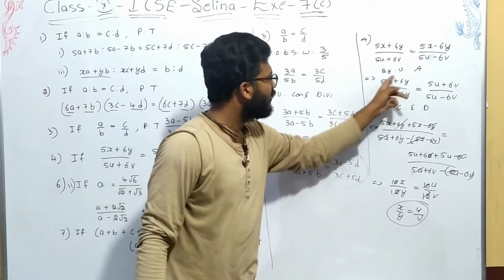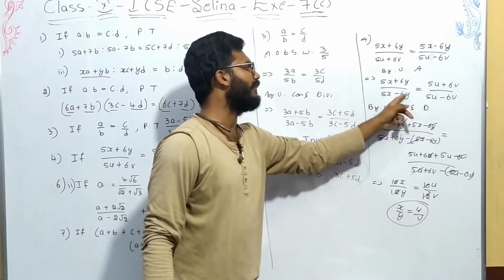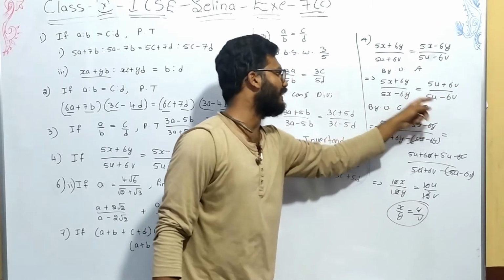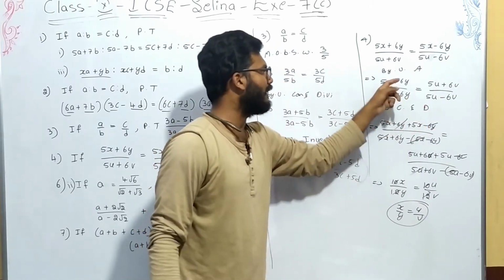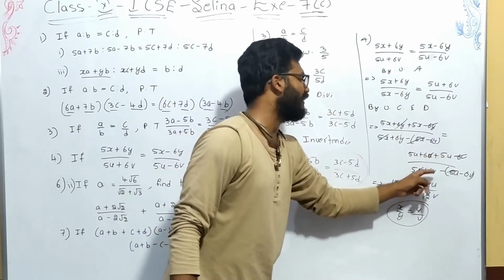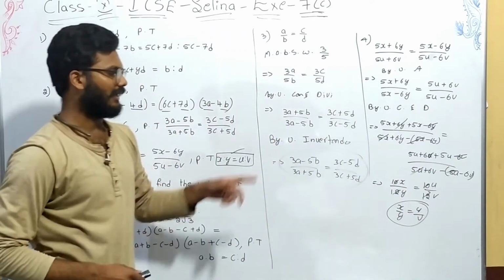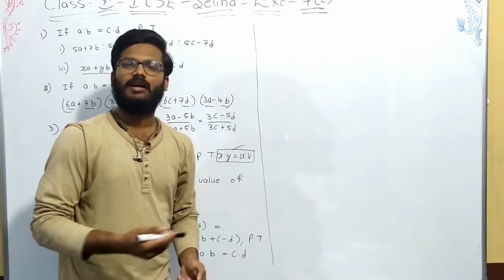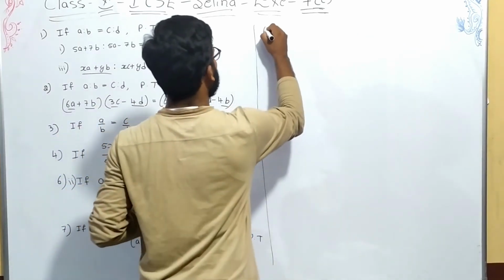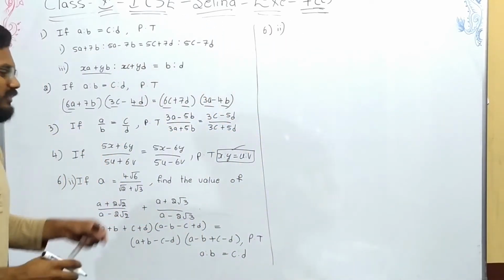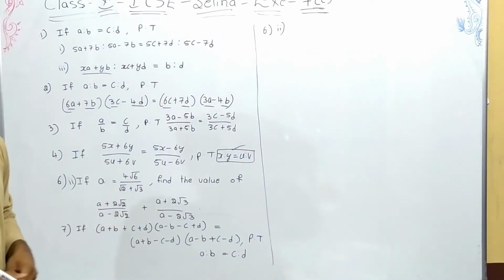So taking this as a and this as b, c and d, a by b is equal to c by d. (a plus b) by (a minus b) is equal to (c plus d) by (c minus d). So you'll get them cancelled and the remaining will be x by y is equal to u by v. Next, sixth Roman, second one. First and second are the same. The second one is somewhat different, so I am teaching the second one.